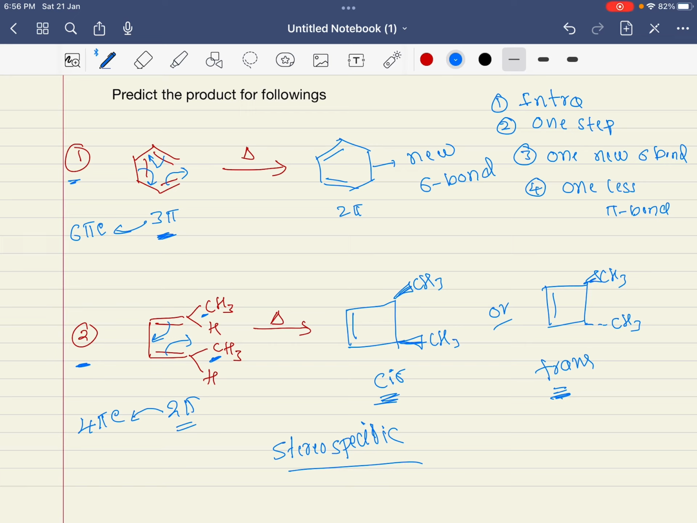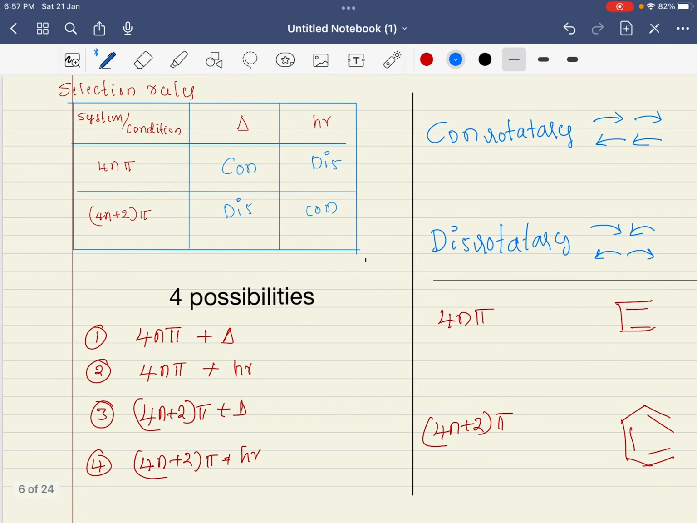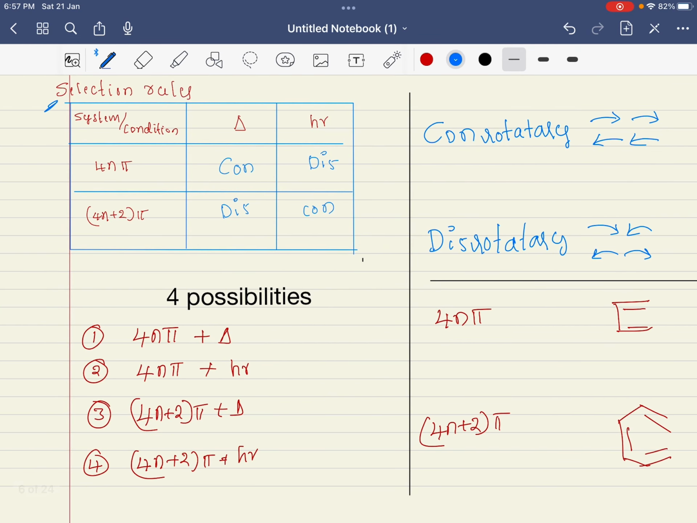We got a question here: which is the product? For this, the answer is the selection rule. We'll understand the selection rule first. In the selection rule, we need to understand some terminologies. First, we'll understand the conditions of a reaction. Condition means it may be a thermal condition, or it may be a photochemical condition.